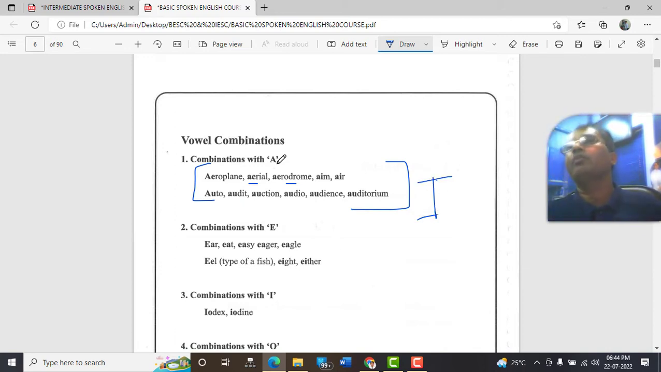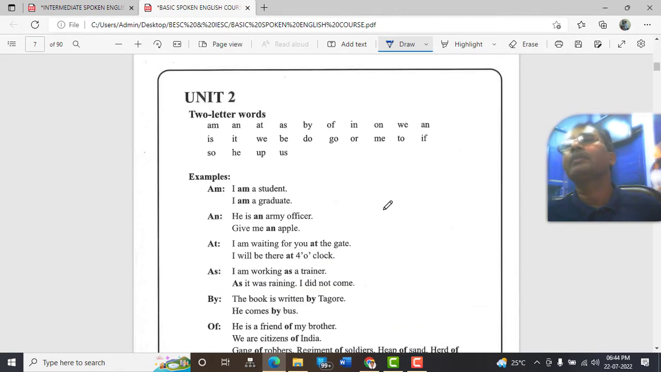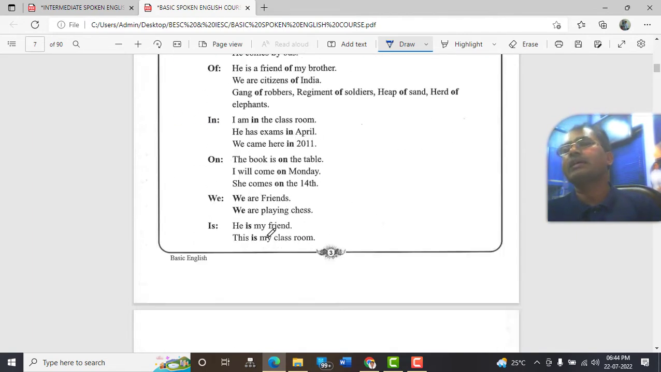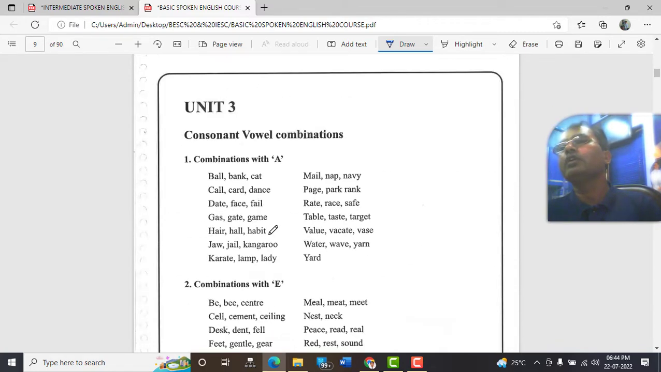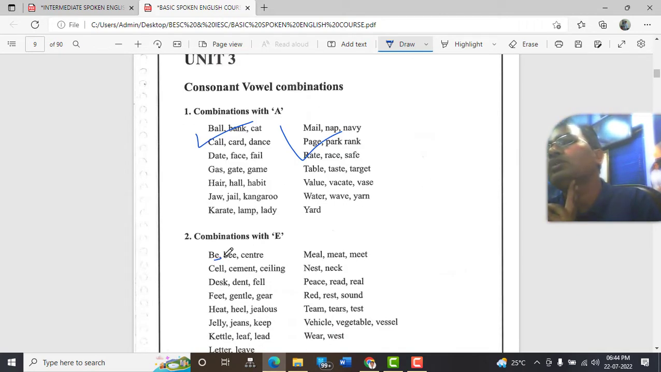We will be talking about the A combination of all the vowels, E combination, I combination, O combination and U combination. Then we will go for 2-letter words, and how to use them in the form of a sentence. Then slowly we will go to 3-letter and 4-letter words, so that you understand the combination of words with more than 2 letters. Here we have taken up 4-letter words, so some of them are 2, some are 3, some are 4, and some are bigger than that.